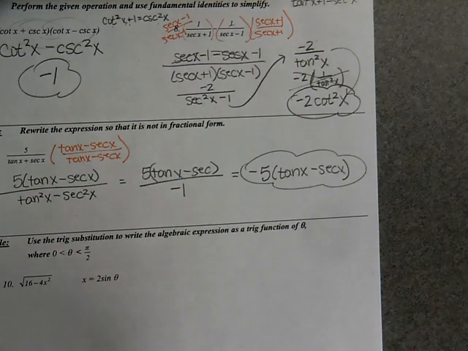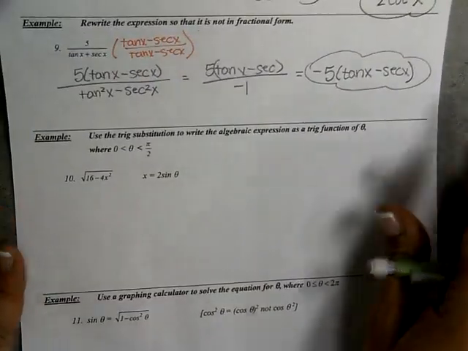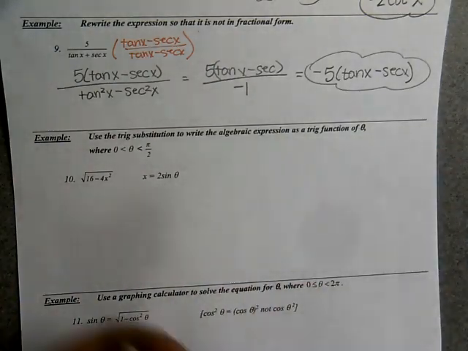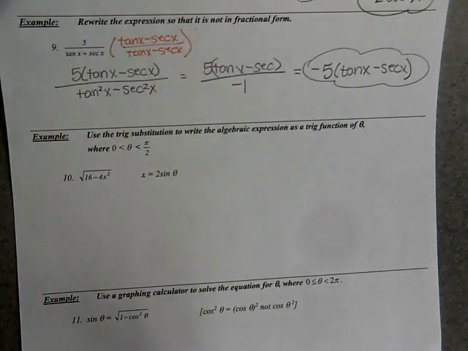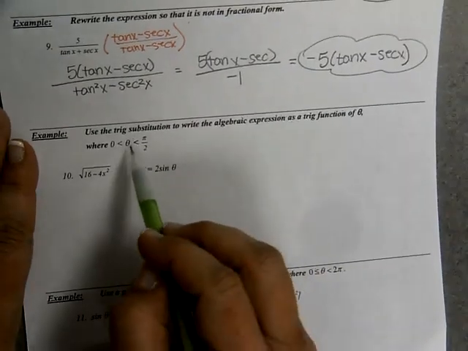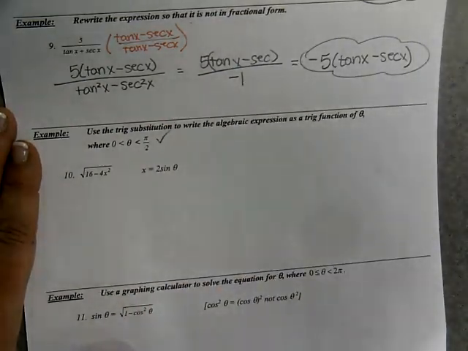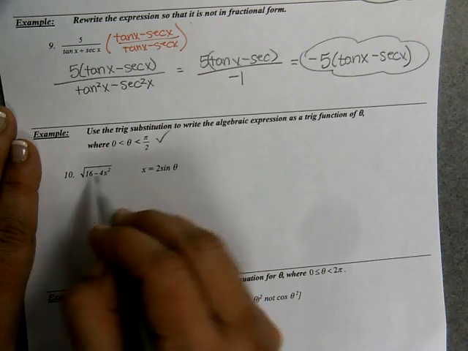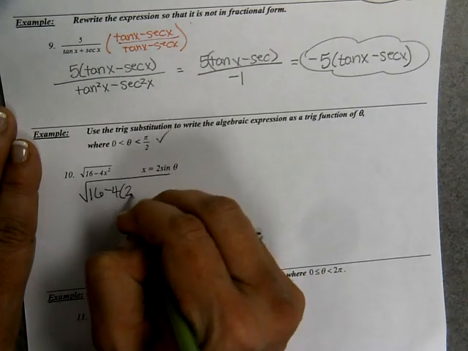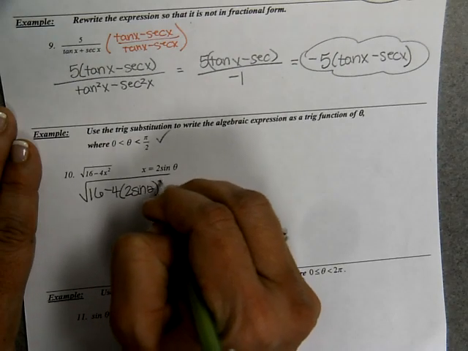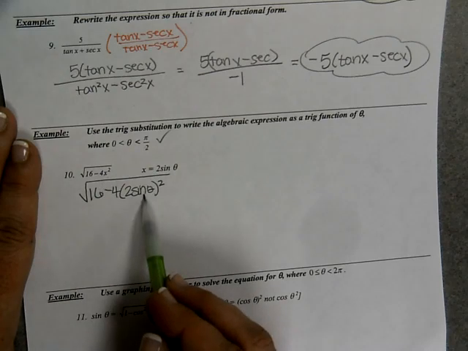All right. So another thing, I'm just trying to get through this so you can start on your work, is to use trig substitution to write the algebraic expression as a trig function of theta, where theta is between 0 and pi over 2. This ends up being really helpful later. So let's substitute that in. We're going to put in place of x this 2 sine of theta. So again, we just replace the x in this expression with the 2 sine of theta.